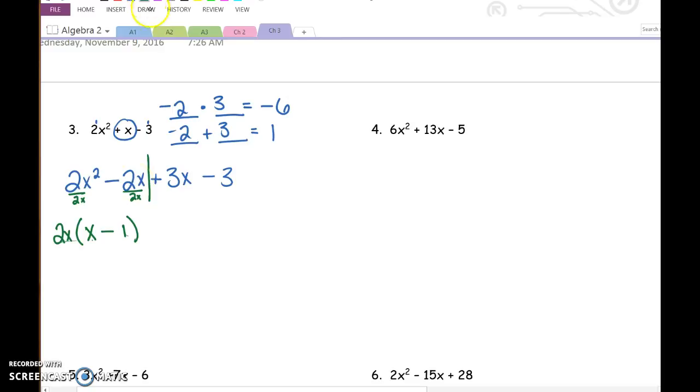In the second set of parentheses, what do 3x and negative 3 have in common? 3. If I take 3x and divide out the 3, what's going to be left? The x. If I take negative 3 divided by 3, negative 1. Your 2 sets of parentheses should match. You should have x minus 1 and x minus 1.